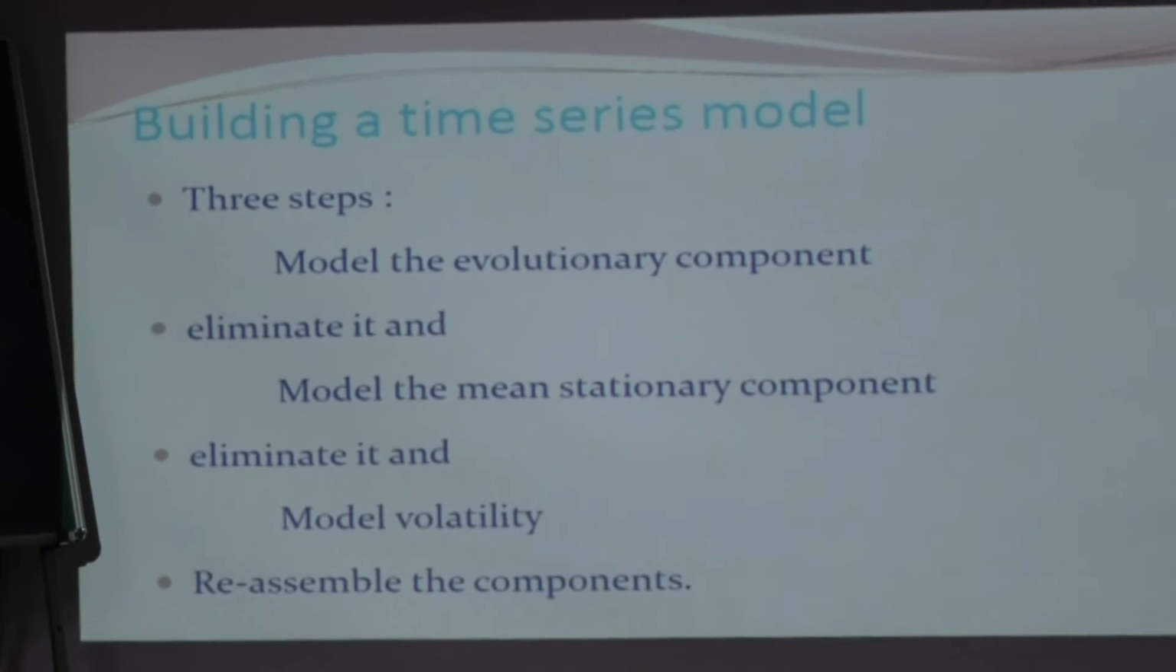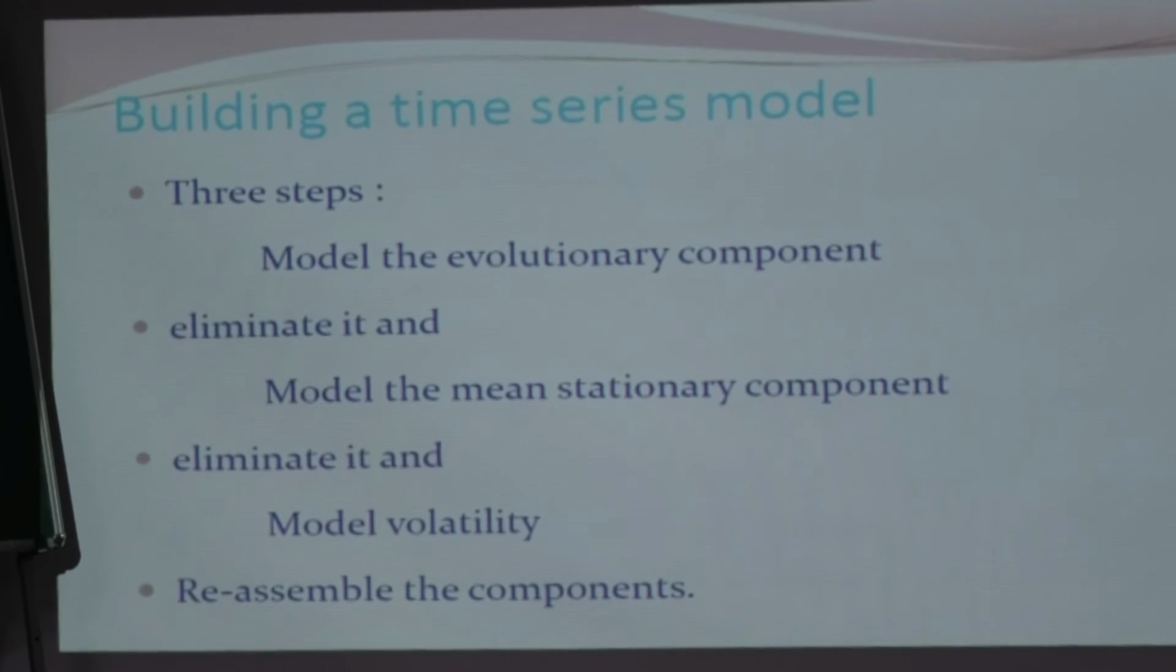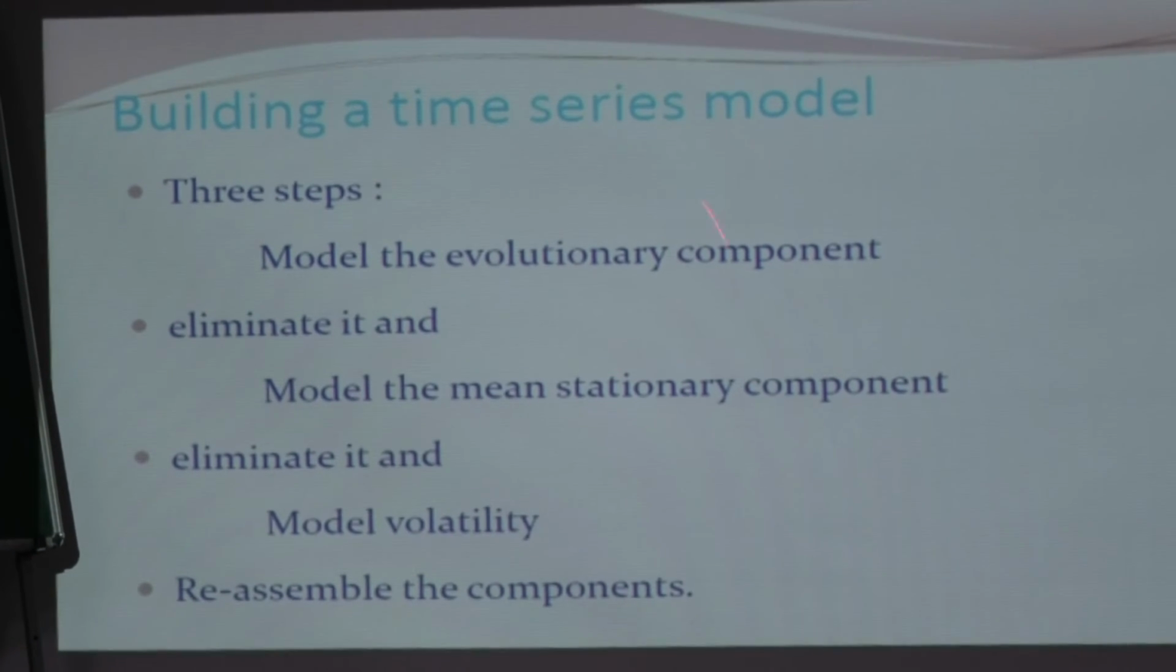Given a time series, what are the steps? Remember the 3 models I talked about. First thing that you do is model the evolutionary component, the trend and seasonality; get rid of that. Then you look at the mean, stationary. That means you eliminate this and then go for the Box-Jenkins type of model. Once you have fitted the Box-Jenkins, that is, you have taken care of the mean part of it, take the residuals and then fit the volatility.